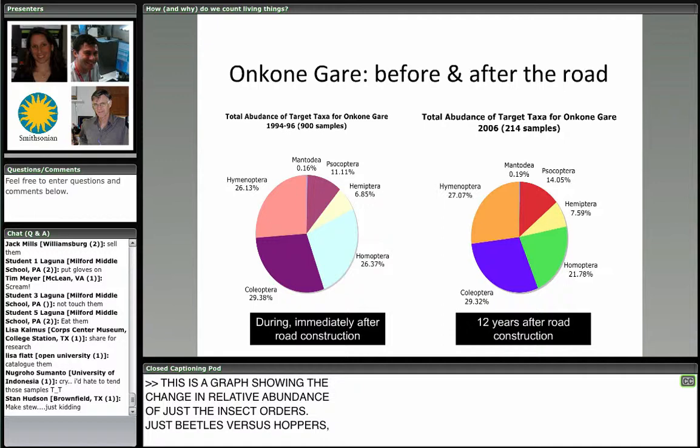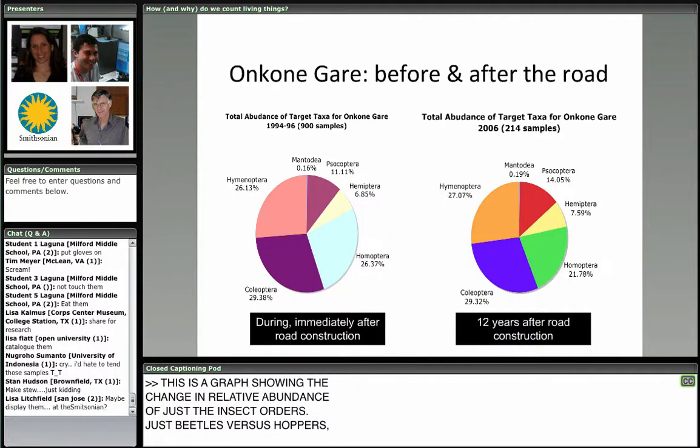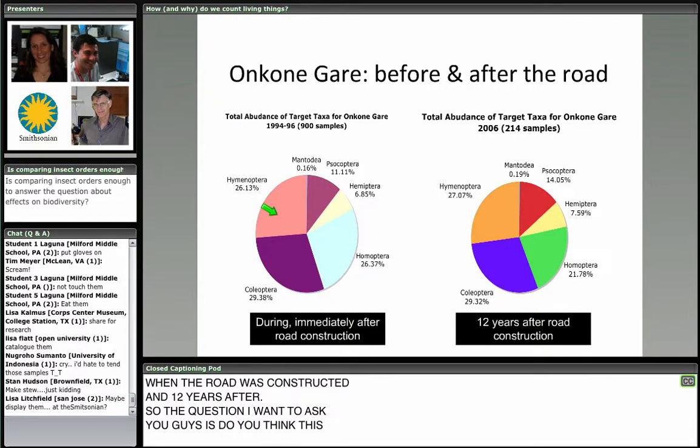And so you can see that actually I think it's remarkable that the beetles only changed by, what, 0.06%? There were some changes in some of the other groups between the time when the road was constructed and 12 years after. So the question I want to ask you guys is, do you think this is a satisfying answer? Do you think this is the full answer? Do you think this is a correct answer? What would you do with this answer if you were a decision maker?